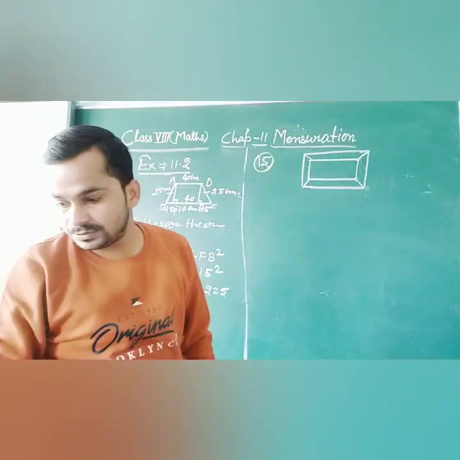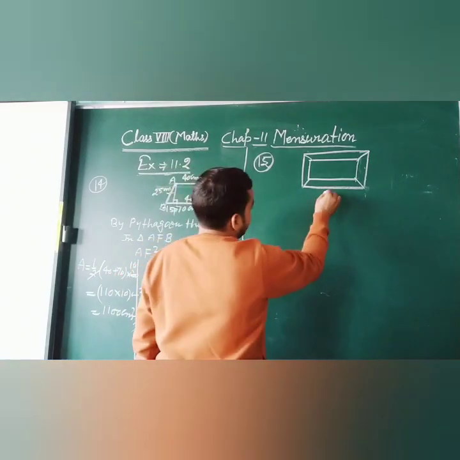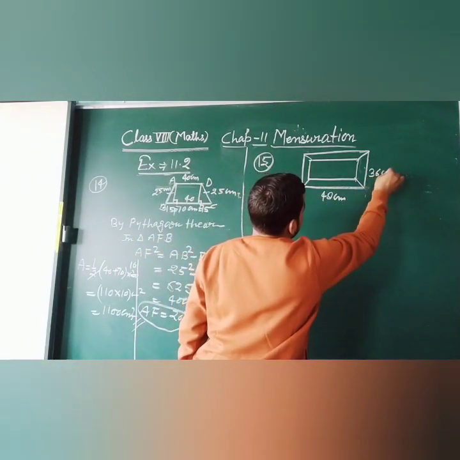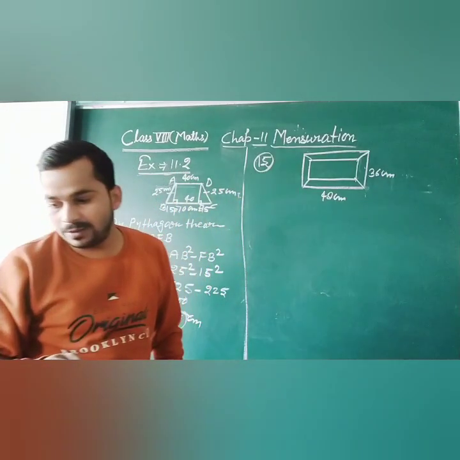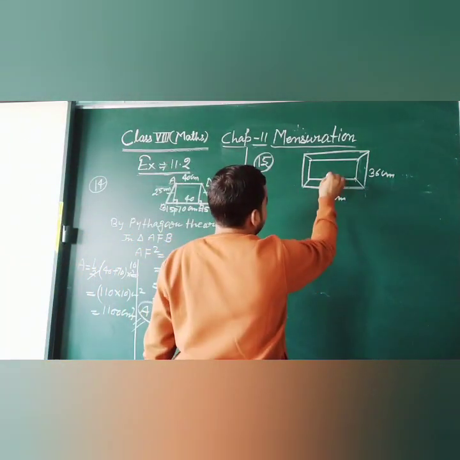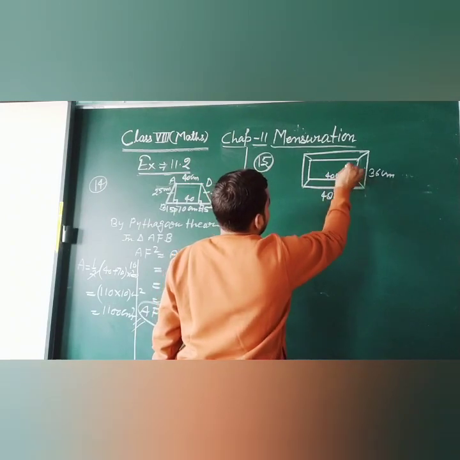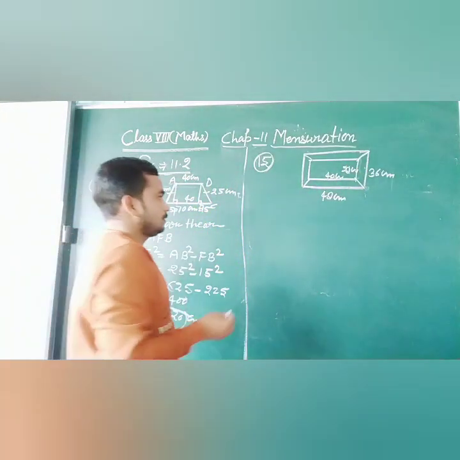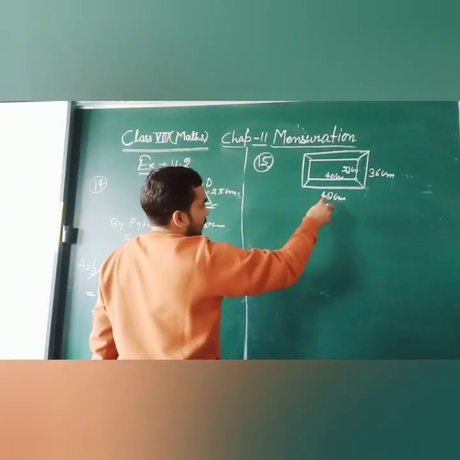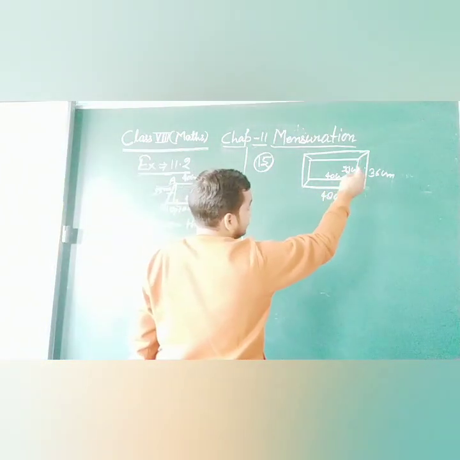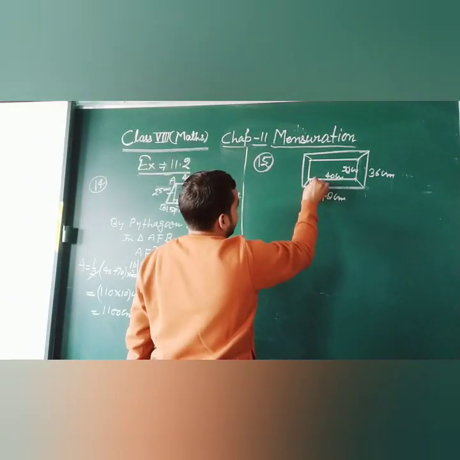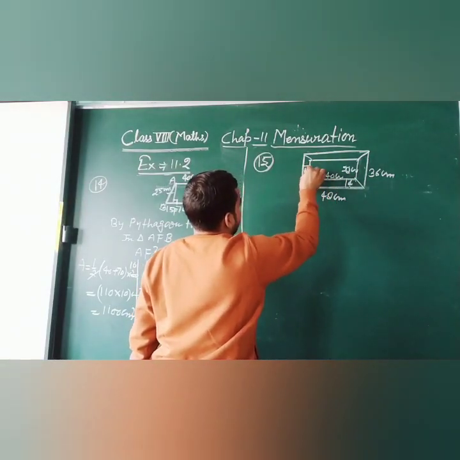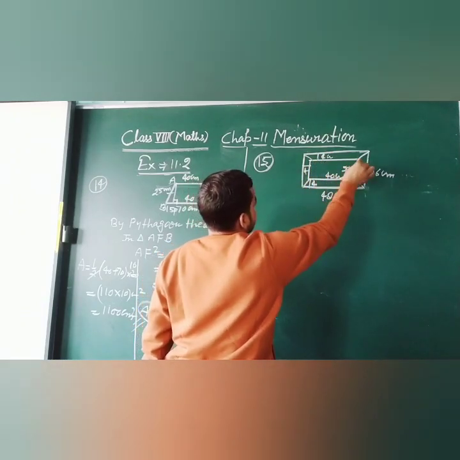Outer dimensions are 48 by 36, that is 48 centimeters and 36 centimeters, and inner dimensions are 40 and 28, that is 40 centimeters and 28 centimeters. So we have 48 and 40, that is 4 centimeter. Distance between them is 4 centimeter. On the other side it remains the same because the width remains the same.